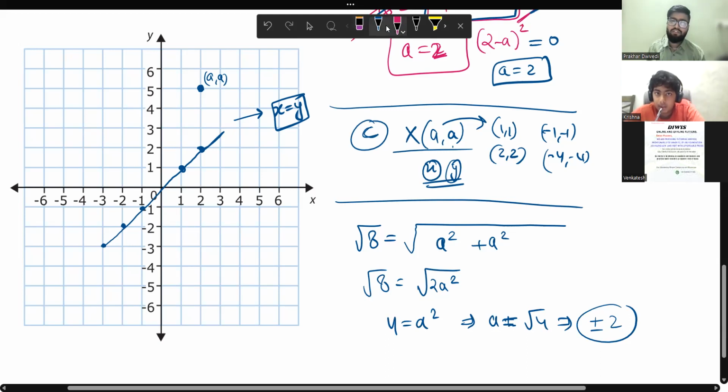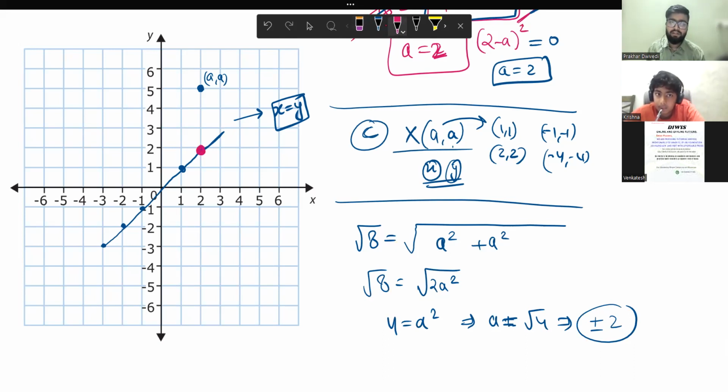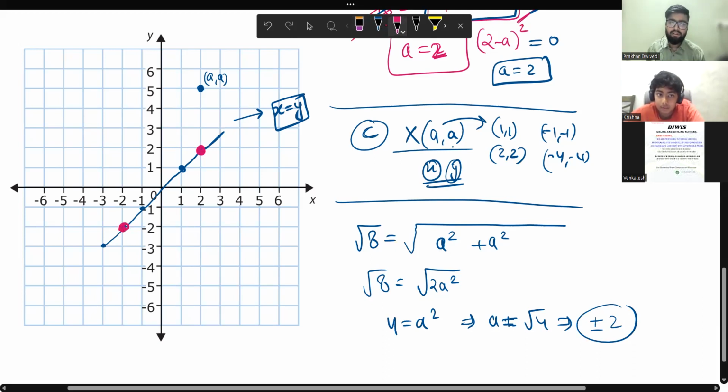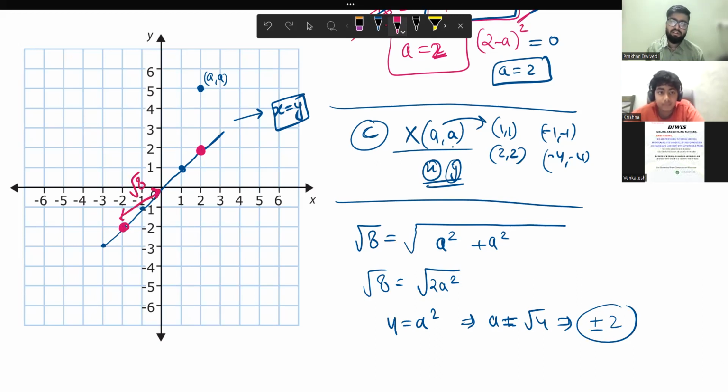Now if you see here, this point and this point, that means this distance is also root 8, and this is also root 8. We got here 2 points. Okay. Now which question?